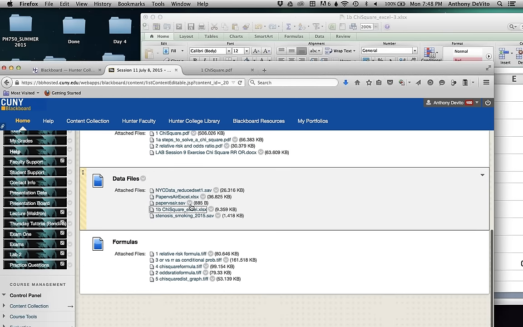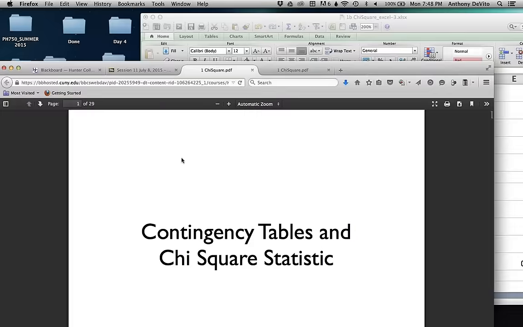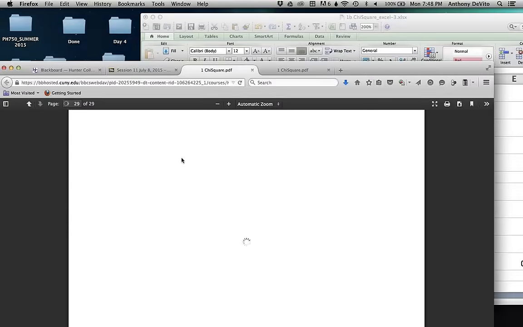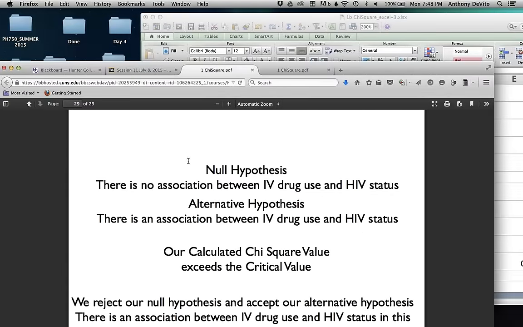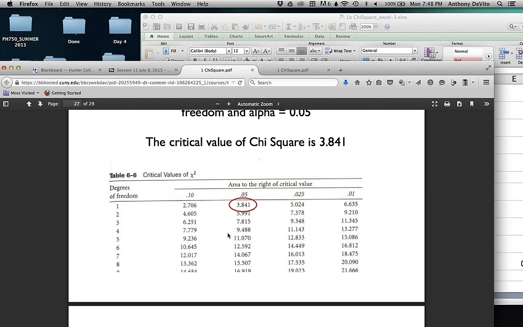Let's see if I can find the graph. That's the formula. Come on, let's see. Is that it? So there's a table in here. This stuff you'll be seeing next week. You don't have to worry about this that much right now. Here we go. Here's the chi-square table.